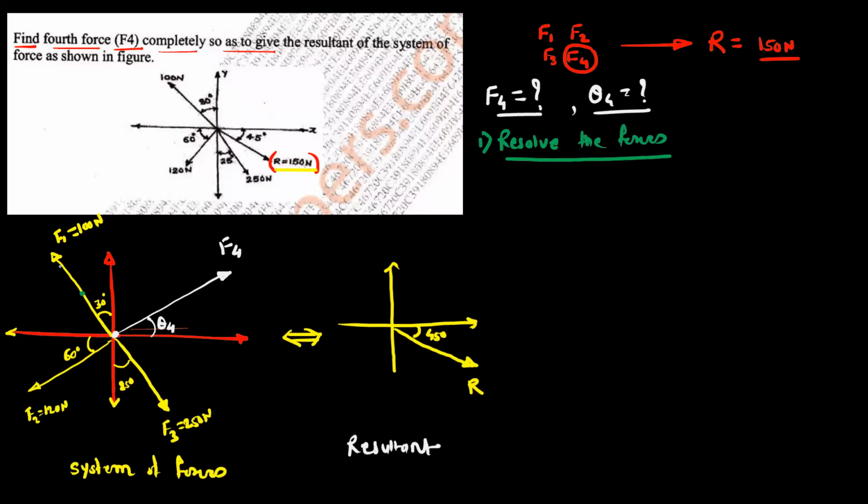Now observe the direction for F1. This is the X component and this is the Y component. This angle is 30 degrees. So for F1, its Y component, this is F1Y. This is the cos component because F1Y is adjacent to the 30 degree angle. So this value will be 100 cos 30.